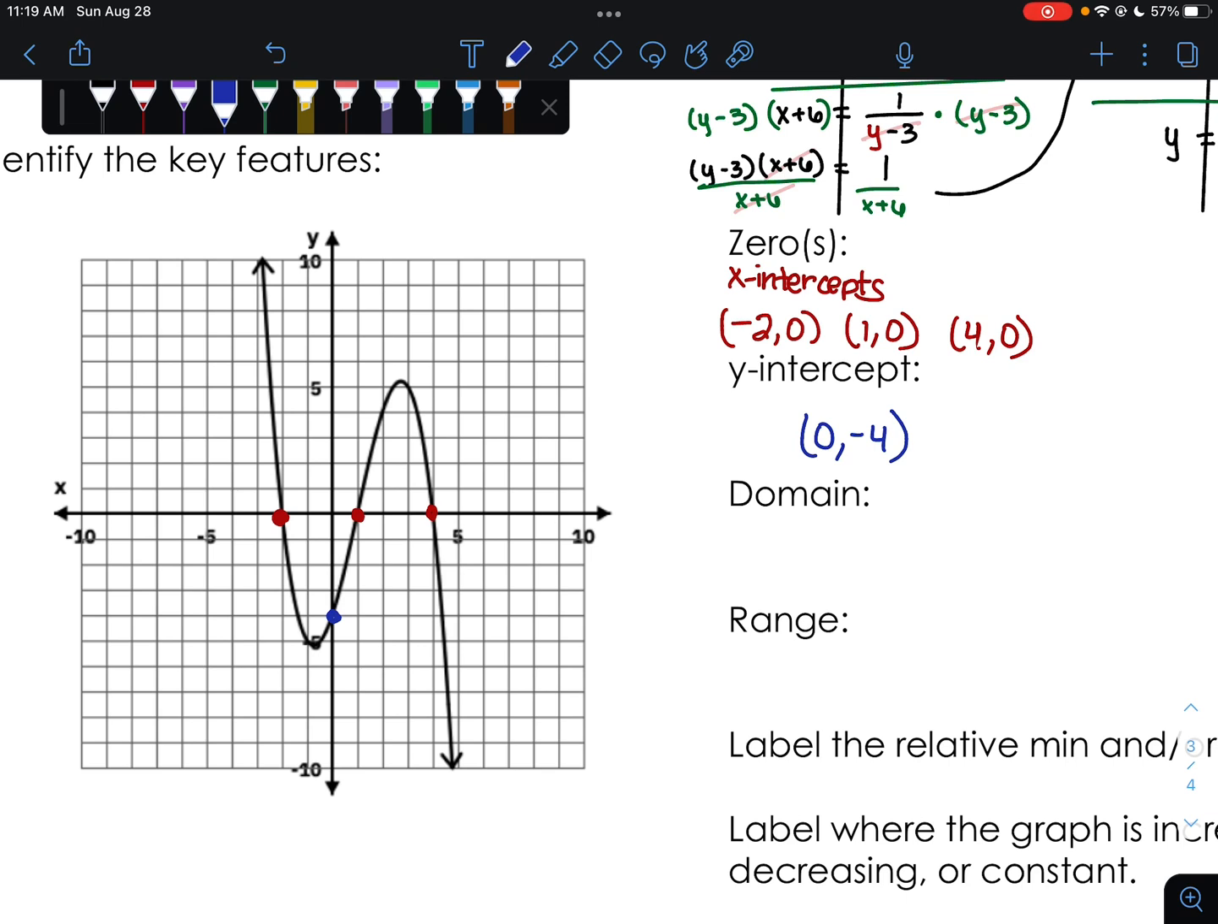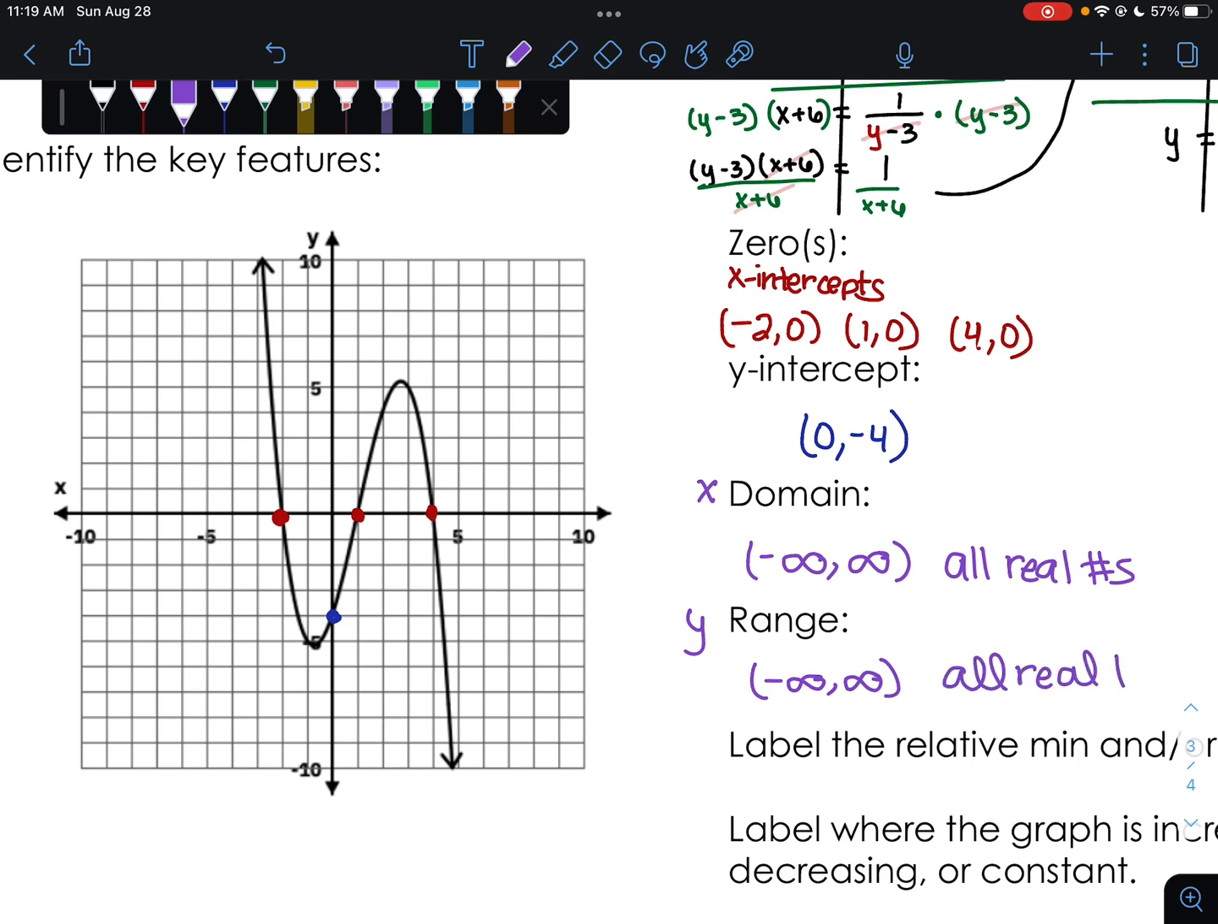The domain for this, remember our domain is our x values, our range is our y values. So this is going to keep expanding to the left, keep expanding to the right. So my domain is -infinity to +infinity, or we say all real numbers. My range is my y values, so it goes bottom to top. It's going to keep going to the bottom forever, keep going to the top forever. So my range is the exact same thing, -infinity to +infinity, or you can say all real numbers.